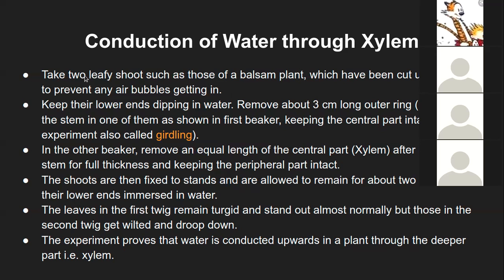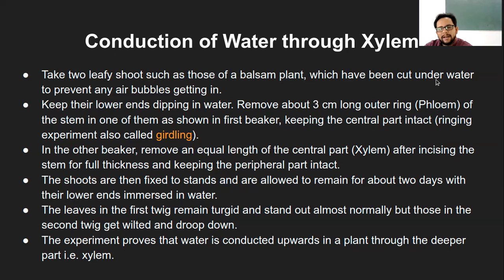in this experiment, there are leafy shoots which are cut. That is, only a twig or a branch is taken, and they are cut under water to prevent any air bubbles. Why this has to be cut under water to prevent the air bubble? Yeah, because there will be some water released, right? Some water released.